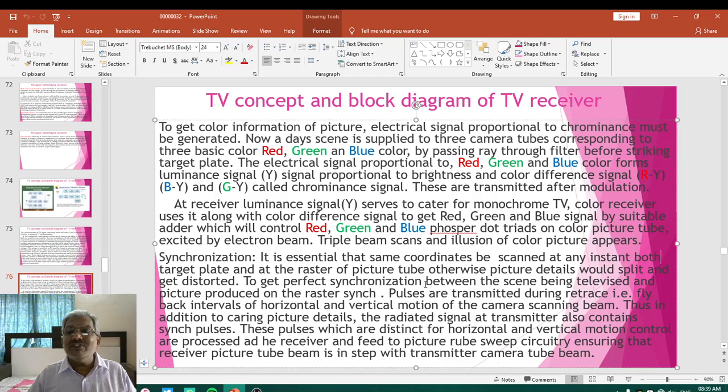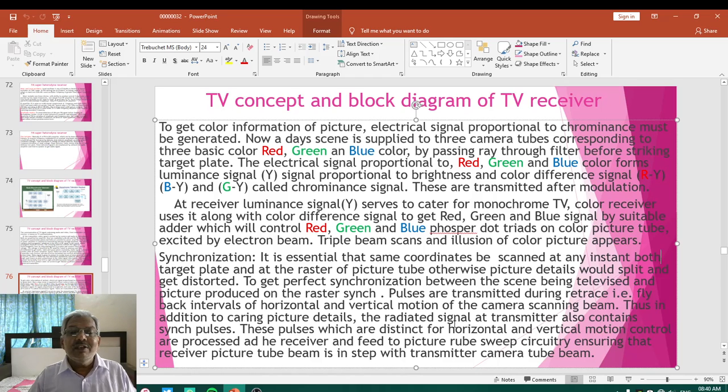To get perfect synchronization between the scene being televised and the picture produced on the raster, sync pulses are transmitted during the retrace, that is, flyback interval of horizontal and vertical motion of the camera scanning beam. Means the sync pulses are introduced during the beginning of the retrace period of the picture produced on the raster in the transmitter as far as the camera scanning beam is concerned.